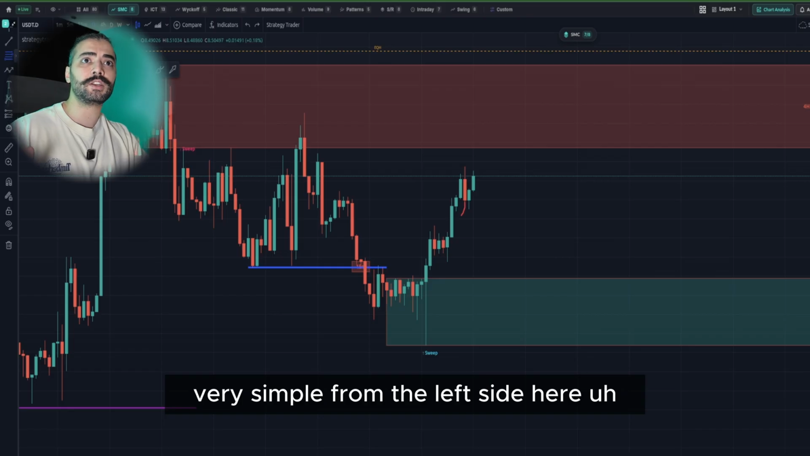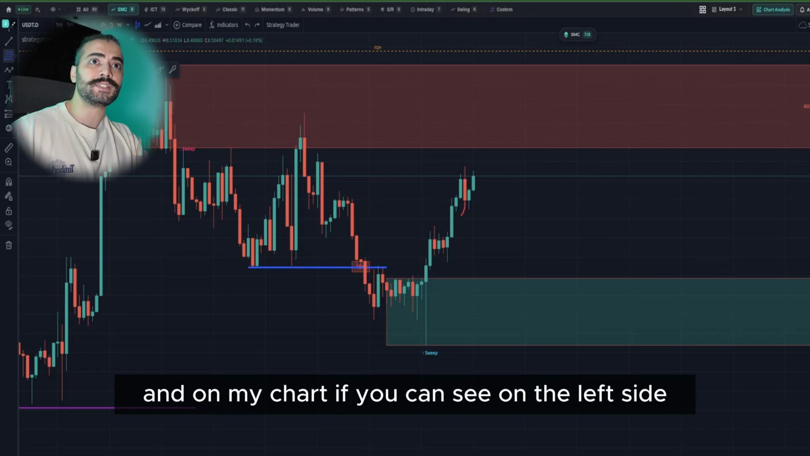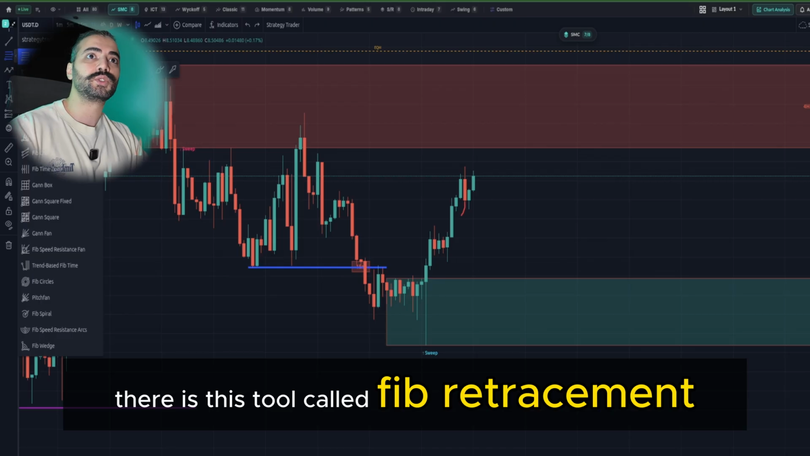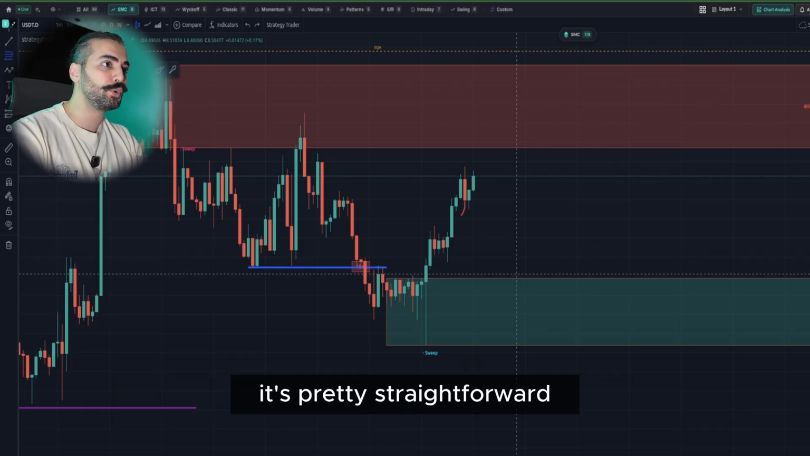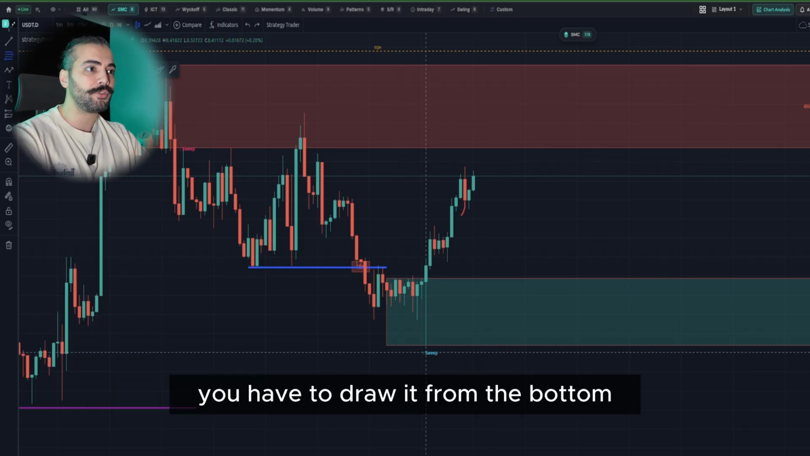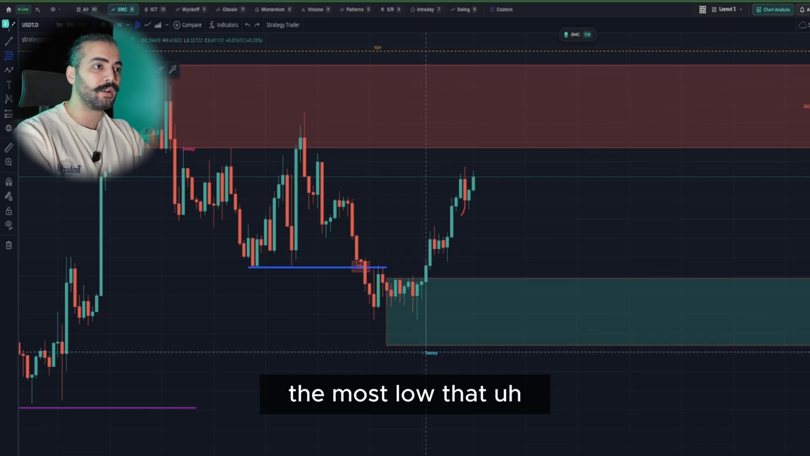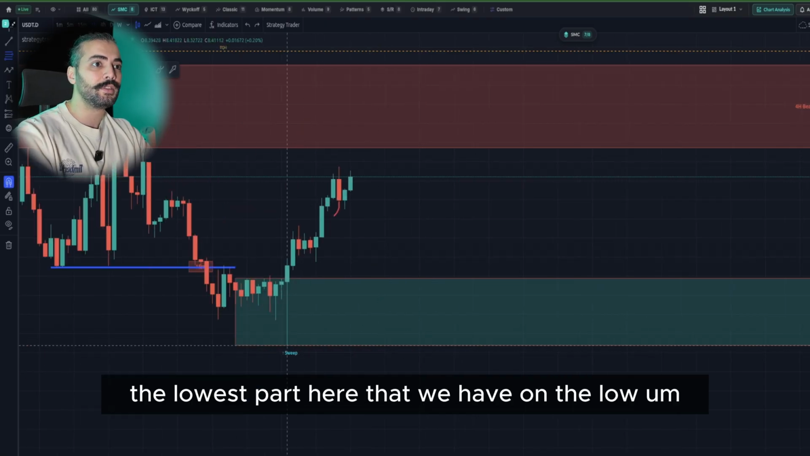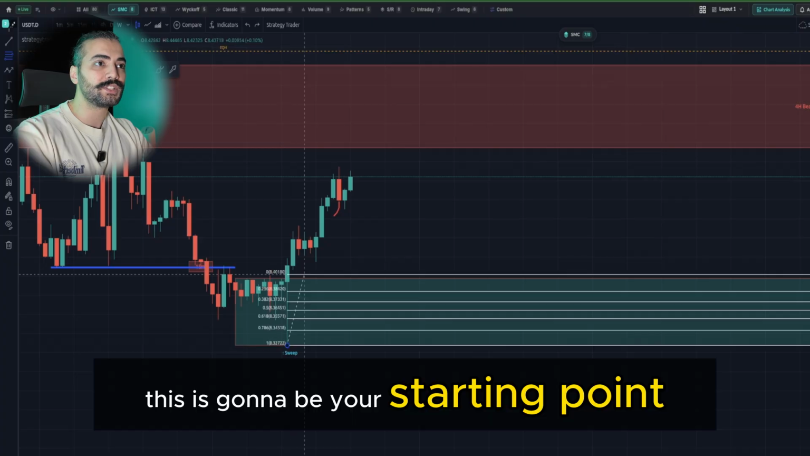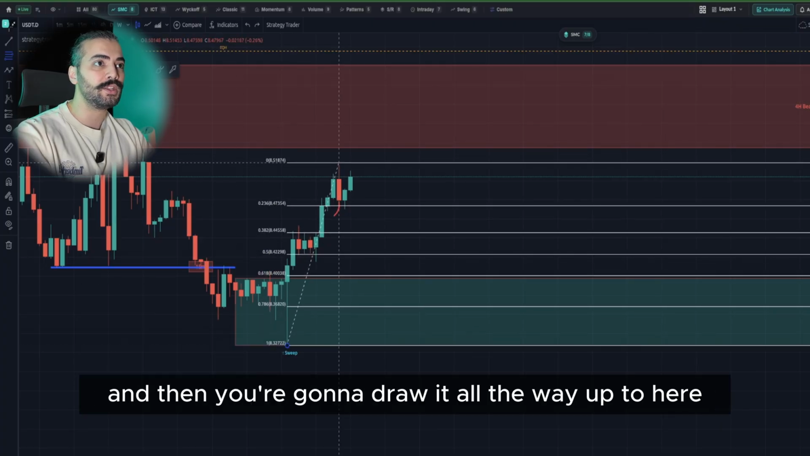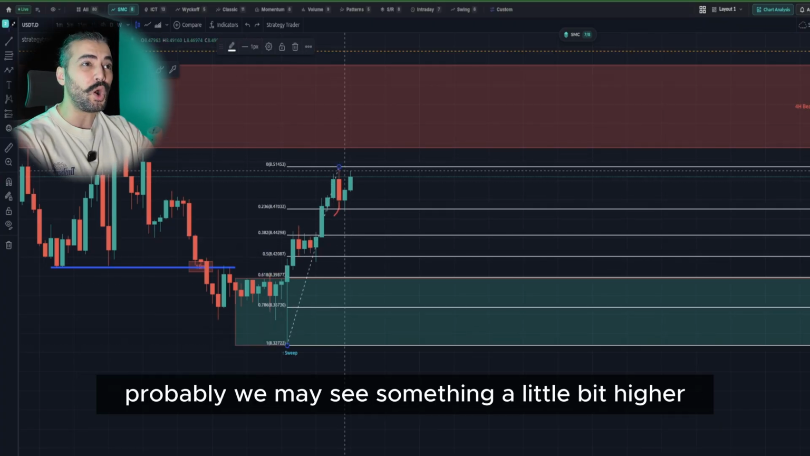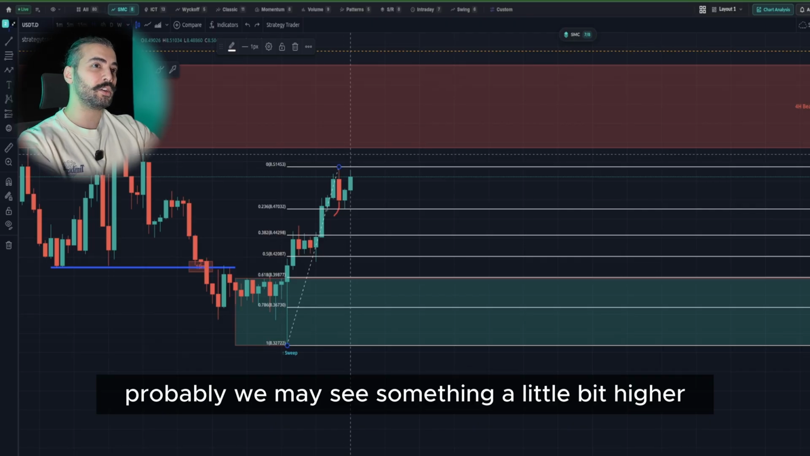From the left side here on my chart, you can see there's this tool called Fib retracement. It's pretty straightforward. You have to draw it from the bottom, the lowest part that we have on the low. This is going to be your starting point, and then you draw it all the way up to here.